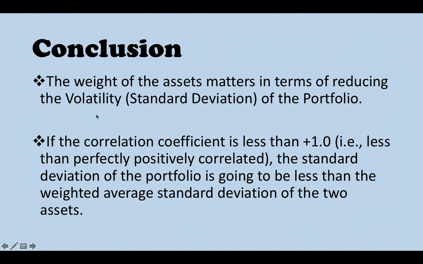The conclusion is that the weight of the assets matters in terms of reducing the volatility of the portfolio. If the correlation coefficient is less than 1, less than perfectly positively correlated, the standard deviation of the portfolio is going to be less than the weighted average standard deviation of the two assets.